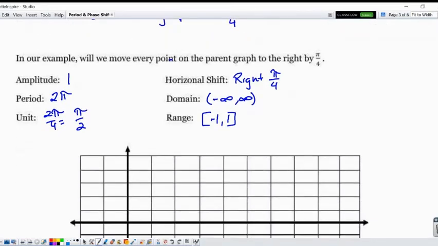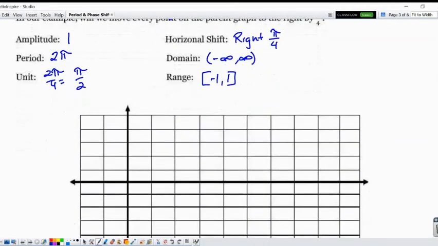All right, so let's mark up our graph here. And I'm going to rely on what I've already done. Here's our midline. Here's our amplitude of 1 and negative 1. And our marks on the x-axis every pi over 2 for our important features of one cycle. So we've got our marks every pi over 2. Now what that means for this graph is that one box equals pi over 4.